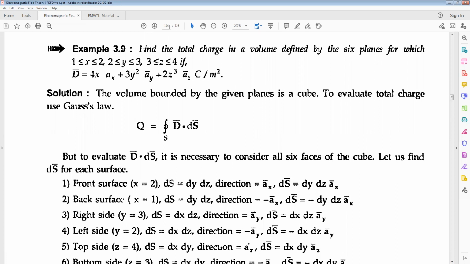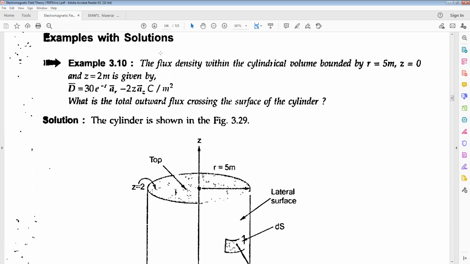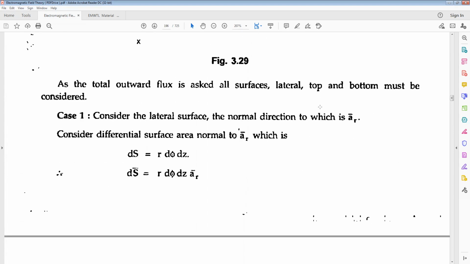And coming to the next example, find the flux density within the cylindrical volume bounded by r is equal to 5 meters and z is equal to 0 to 2 meters, given the D bar is equal to the same thing. What is the total outward flux crossing the surface of a cylinder? So since the total outward flux is asked, all the surfaces, lateral, top, bottom, must be considered. Consider the lateral side.